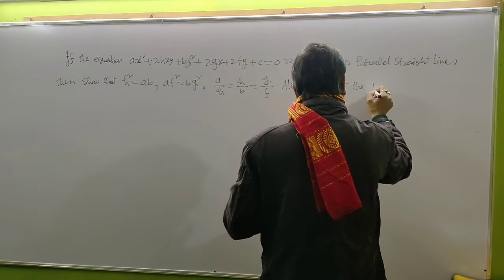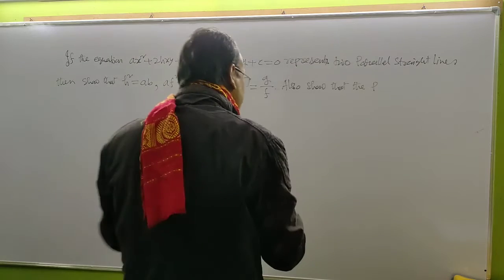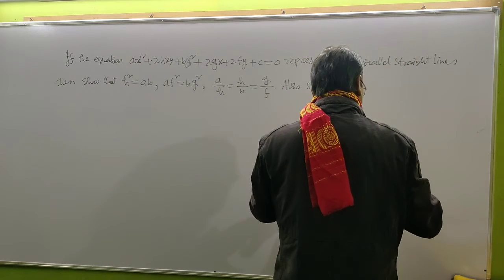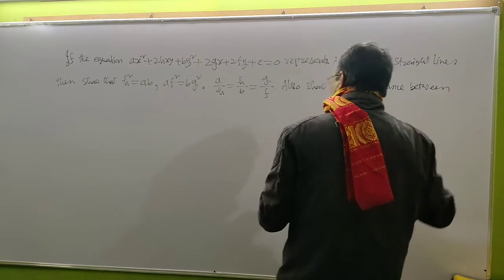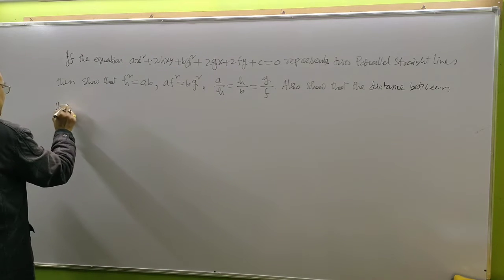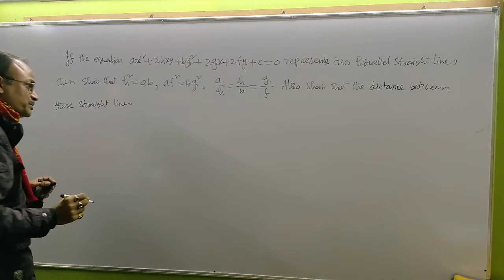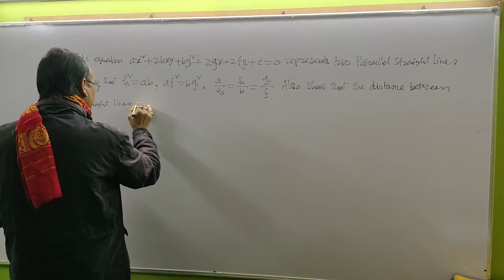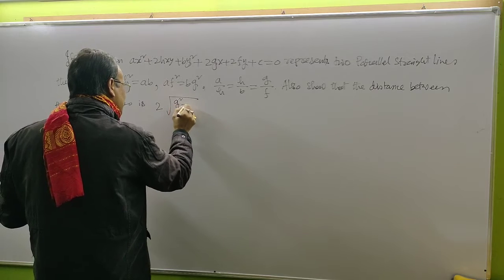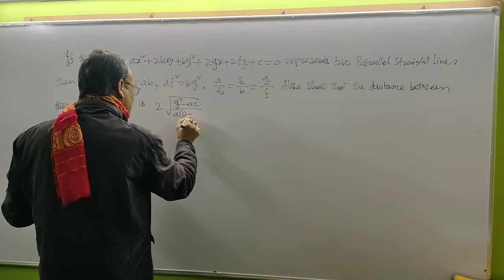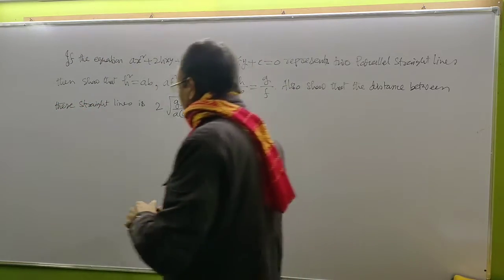Also show that the perpendicular distance, the distance between these straight lines is 2 times root of g square minus ac divided by a into a plus b. We are going to solve this problem.